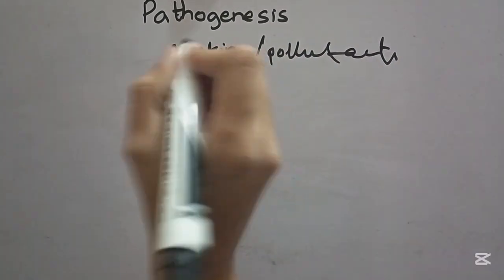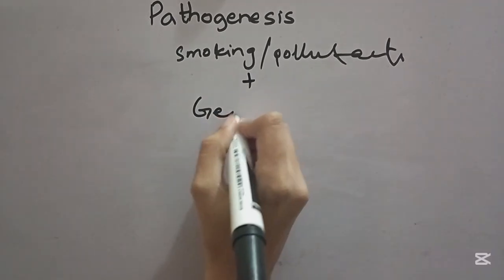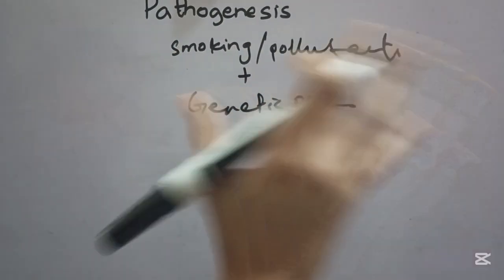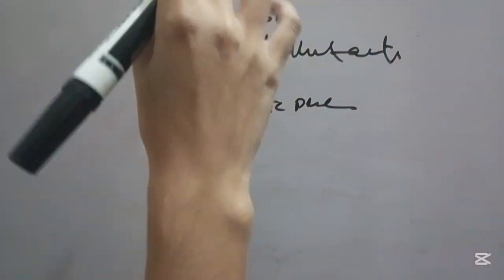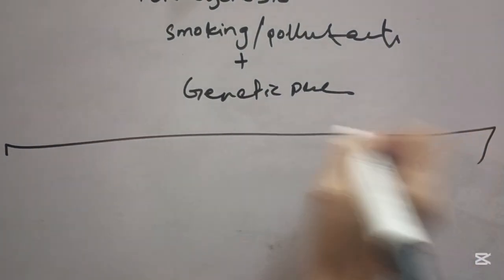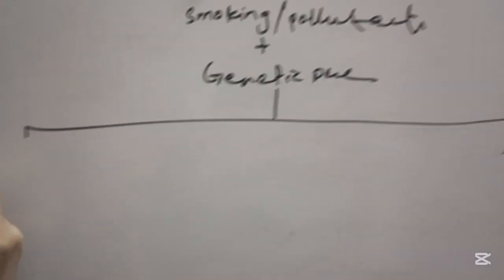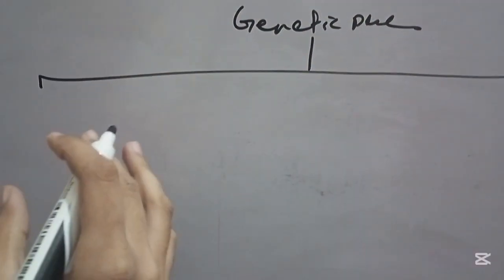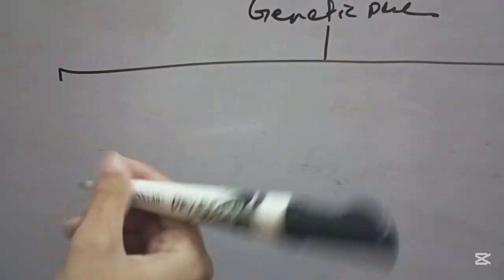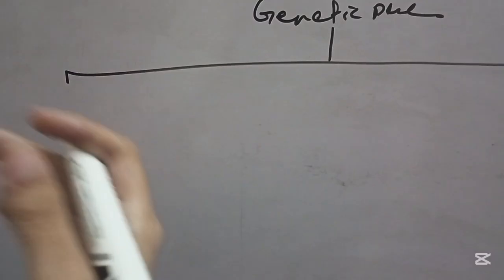And a very important component is genetic. There is a genetic predisposition, and we will discuss this in detail a little bit later, but let's start the discussion from here. First, there is damage because of toxic particles present in cigarette smoke and pollutants, and as a result of damage there is inflammation.